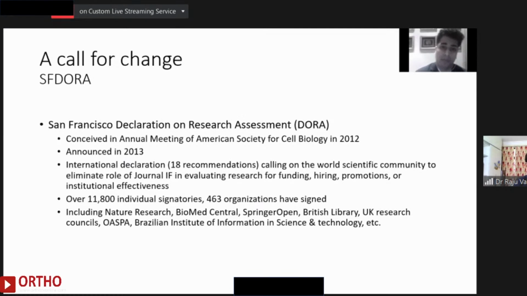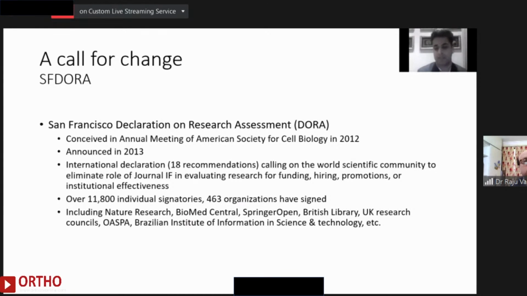The San Francisco Declaration on Research Assessment, the DORA, was conceived at the annual meeting of the American Society for Cell Biology in 2012. And they announced that the world scientific community needs to eliminate the role of the journal impact factor in evaluating research for funding, hiring, promotions, or institutional effectiveness, because it's very skewed, and it skews towards more senior journals or senior authors and senior or older organizations and journals.